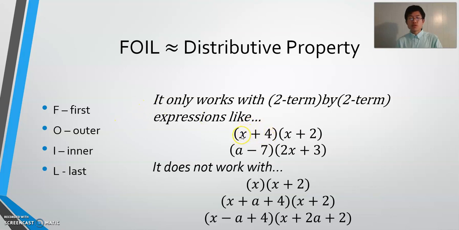So what you do is first multiply the first things. First, that's the x and x. Multiply the outers, x and 2. Multiply the inners, that's 4 and x. And then multiply the lasts, the 4 and 2. Once you multiply those, you combine the like terms and you get the expanded expression. Same thing here. A and 2x, that's the first. A and 3, that's the outer. Negative 7 and 2x, that's the inner. And negative 7 and 3, that's the last.